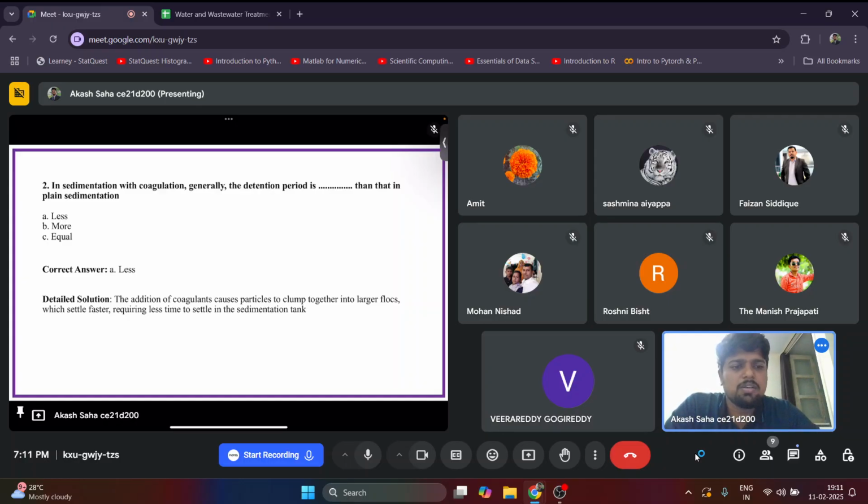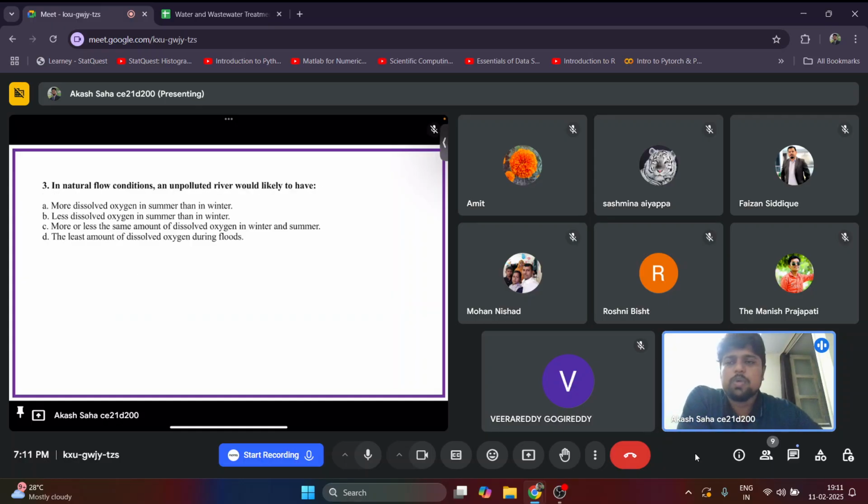So this is the normal behavior of the particle. Next one. In natural flow conditions, an unpolluted river would likely have, so we are talking about an unpolluted river, how will the dissolved oxygen change in summer and winter? Will it be more in summer or more in winter, or will it be the same in summer or winter? So what do you think is going to happen?